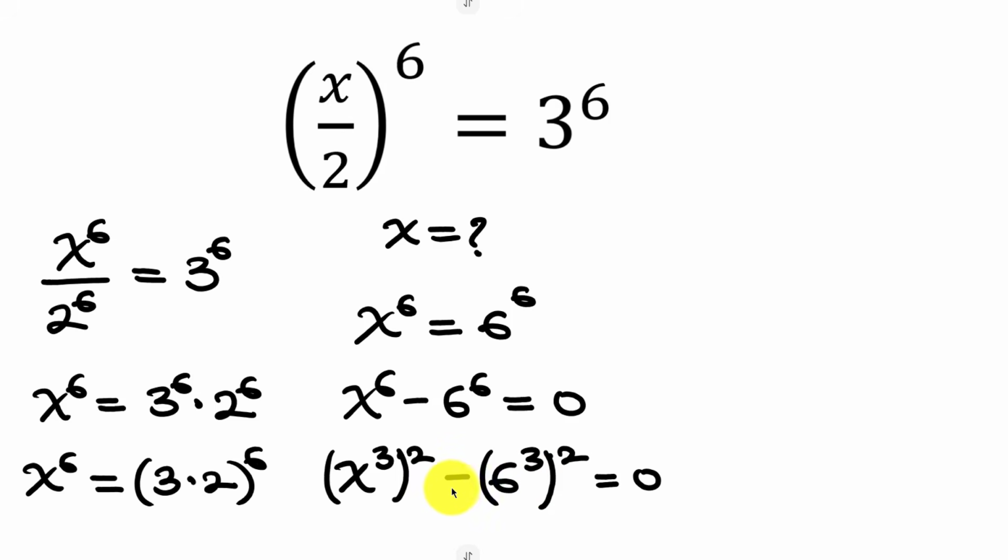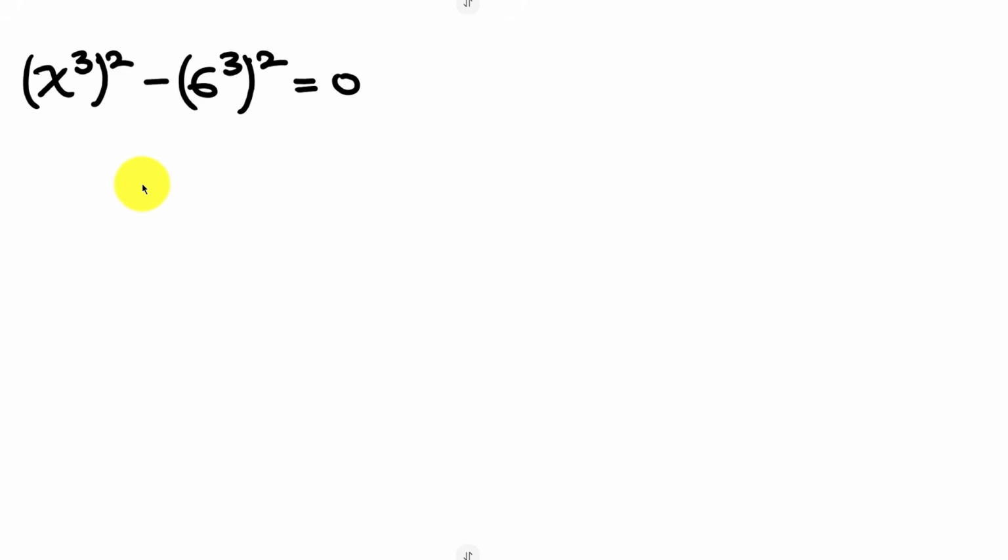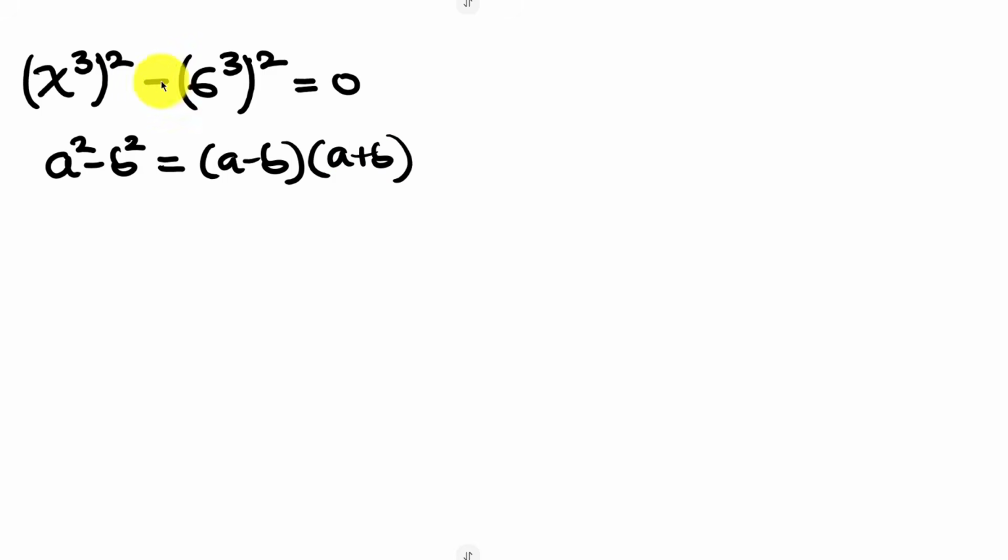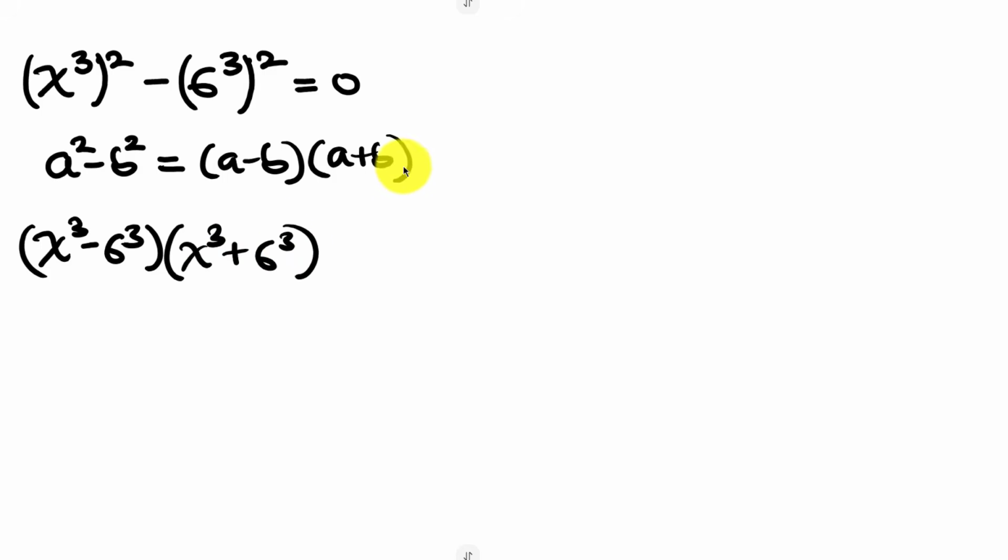Now we have an expression in difference of two squares. There is a property for that. Difference of two squares, a squared minus b squared, for example, is a minus b times a plus b. Now let's write this like this. So this expression will then be x cubed minus 6 cubed, times x cubed plus 6 cubed. Very good, just like this. And this is equal to 0.